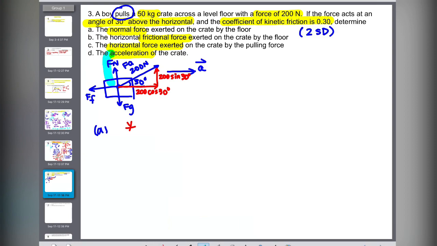Let's study how many forces are there along the y direction. I have the Fn that's going upwards, and then I have 200 sine of 30 that's going upwards. And then I also have the force of gravity. So 2 going up, 1 going down. I'm going to do my F net equals to ma. My net force in this case is going to be up minus down. Fn adding 200 sine of 30 minus Fg equals to ma.